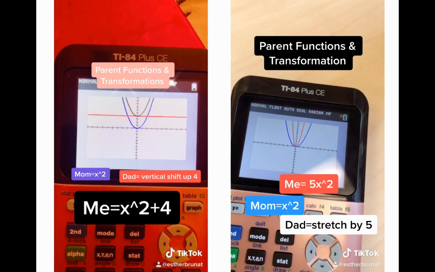So go and revisit these if you need some more help with transformations of quadratic functions.